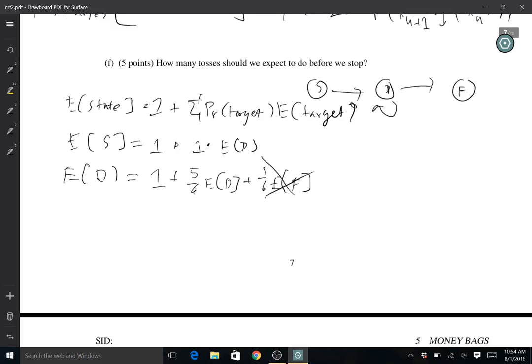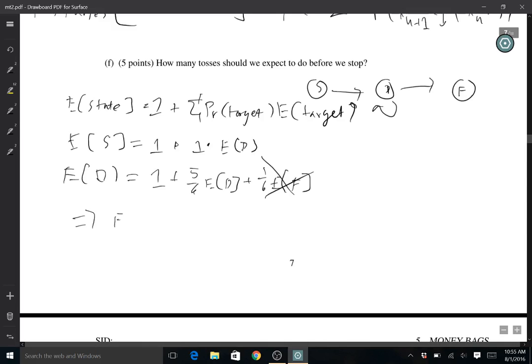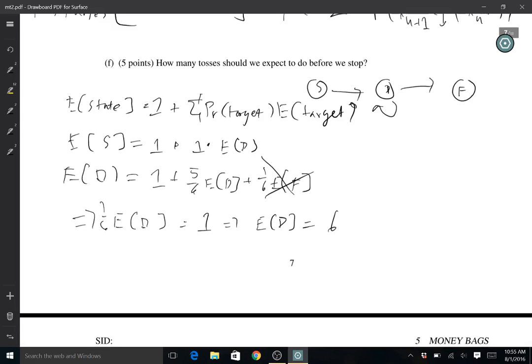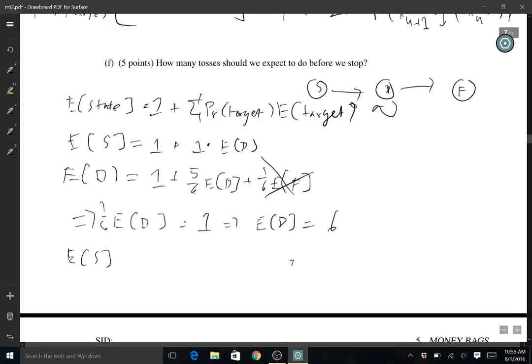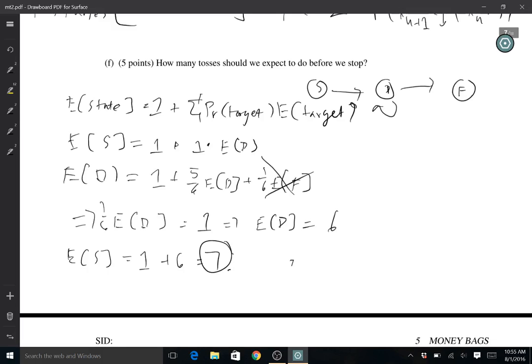And we see that the second equation only has one variable, E of D, so we can immediately solve for E of D there. So 1/6 E of D, because subtracting 5/6 E of D from both sides, is equal to 1. Therefore, E of D is equal to 6, but the actual quantity we want is E of S, and then we can get E of S just by plugging E of D in. 6 plus 1 equals 7. Because E of S is the number of steps to finish the game from the beginning. So this is the final answer. Any questions? Okay.